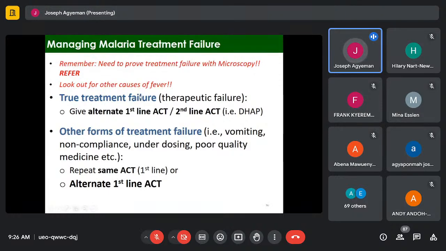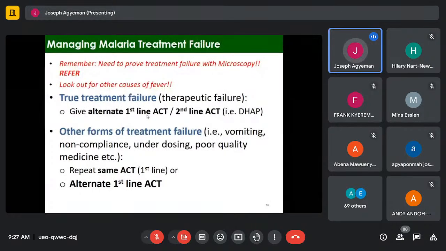So you won't use the same drug that resulted in the treatment failure. So it means that you have to switch to another combination, another ACT, because the first one, you've done your part, still it has failed. So the strategy is to switch. So if you took, let's say, artemether lumefantrine correctly and it has failed, it means that when you are doing it again, you don't repeat artemether lumefantrine.